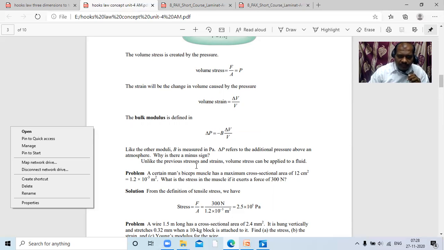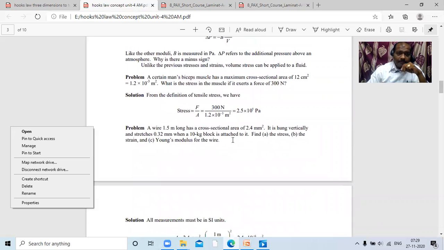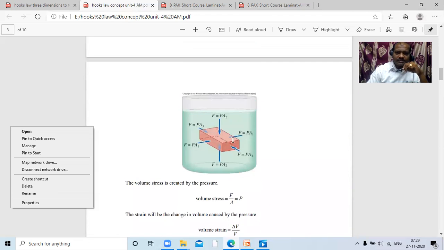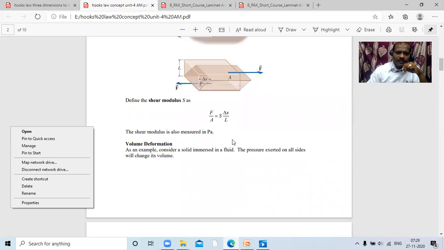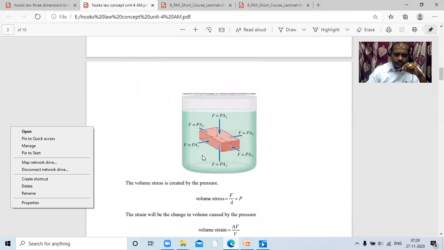So unlike the previous stresses and strains, volume stress can be applied to a fluid. So del P is equal to minus B into del V by V. Here we can represent it with K also, because bulk modulus is represented with the letter K. Next, this is the bulk modulus concept, and that was the shear modulus concept. Bulk modulus and shear modulus are explained in these two sessions.